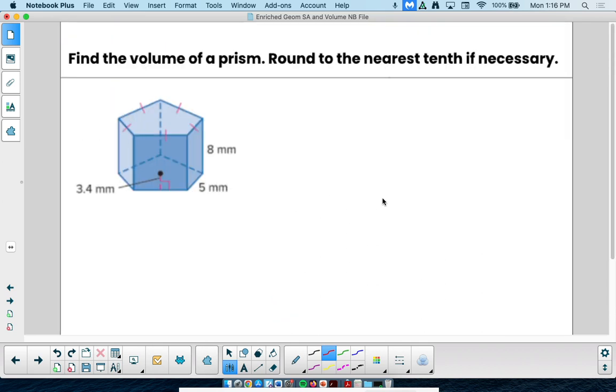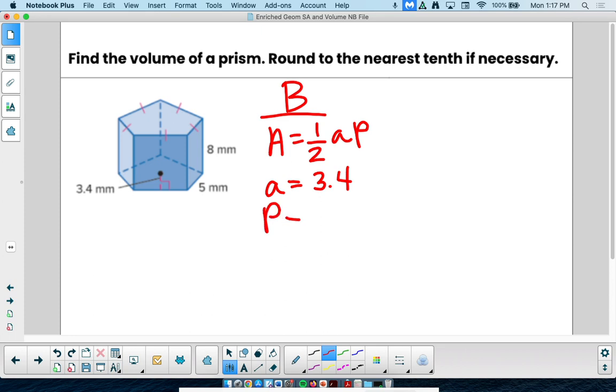Okay, what's our base shape on this one? Pentagon. Do you guys remember how to find the area of a pentagon? It's half your apothem times your perimeter. What's our apothem? 3.4. You guys agree our perimeter is 25? Yep. Our side length is 5, so 5 times 5.